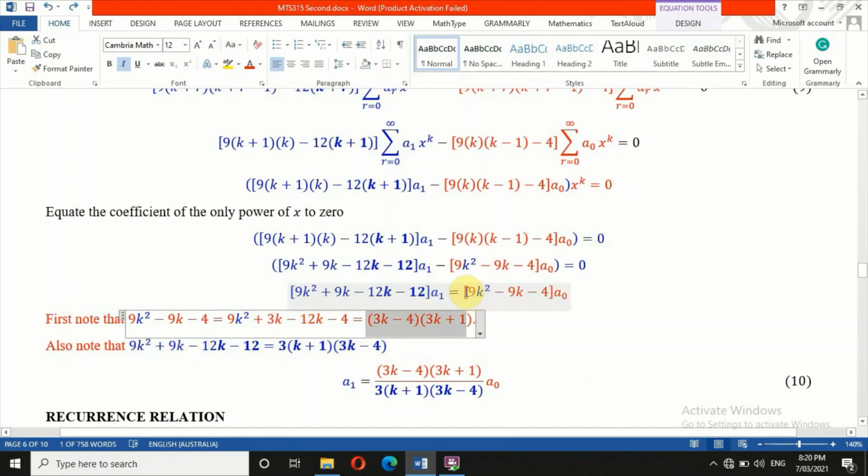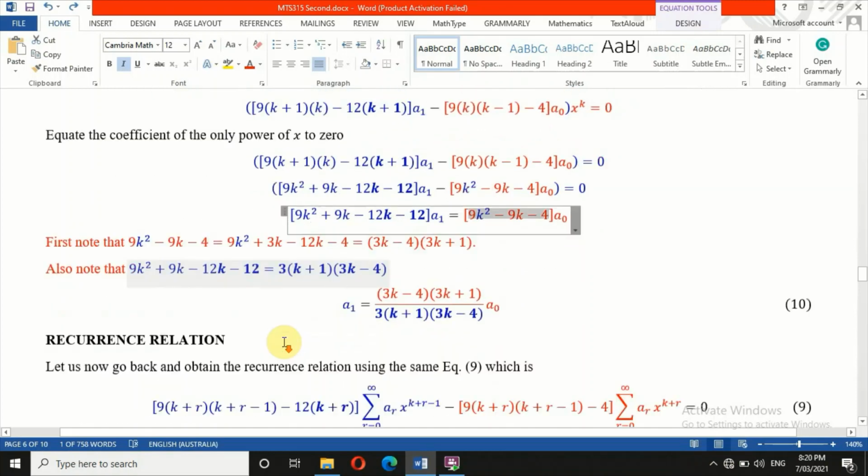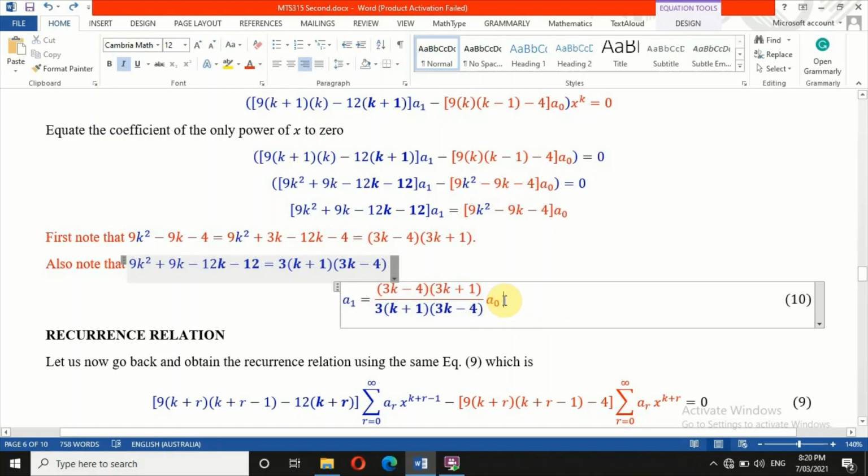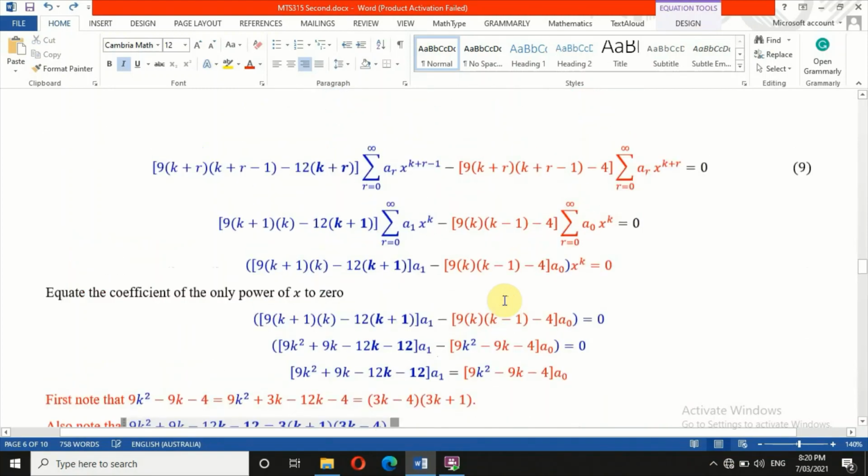Also note this one again. We can also factorize this one too to give us 3 into bracket k plus 1, 3k minus 1. If you check very well, you can pause the video when you are studying. You see that they are equal. So from here, we can answer that a1 is equal to this. That's our equation 10. Now, look at what I've done here. Let me explain over again.